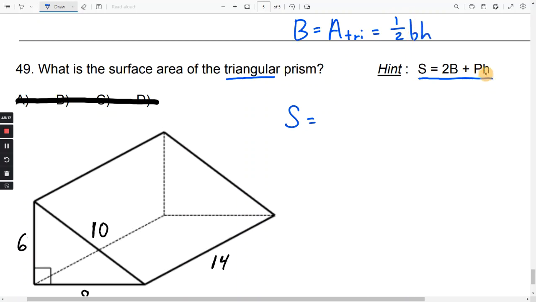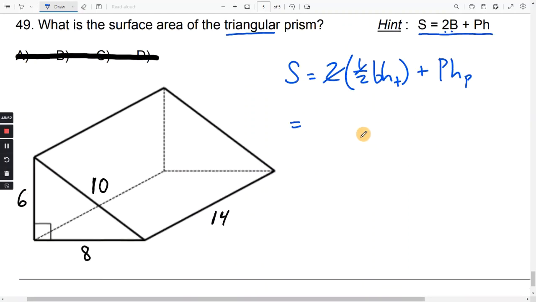Now I don't want you to get confused with this height, so I'm going to write a T by the H, so we know that's the height of the triangle. So S is going to be 2 times B, or 2 times 1/2 base times height. And that height is the height of the triangle. And that's plus PH. P is perimeter, and H is the height of the prism. So 2 different heights. 2 times a half cancels.